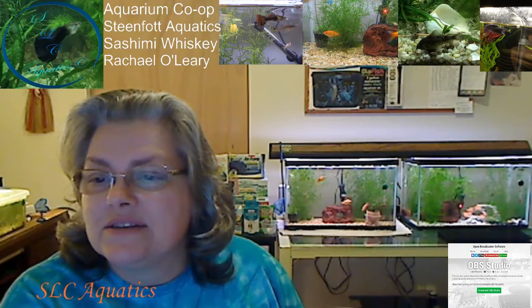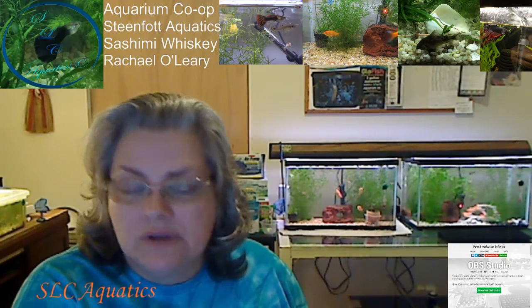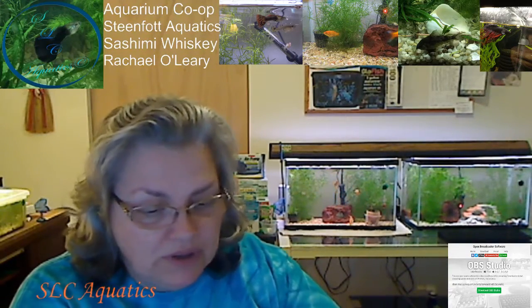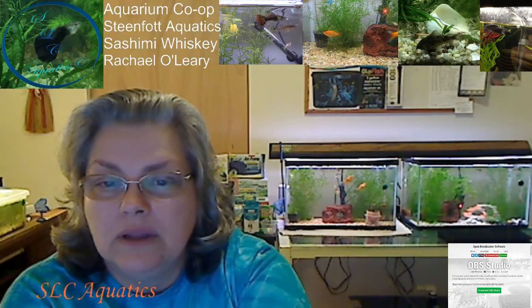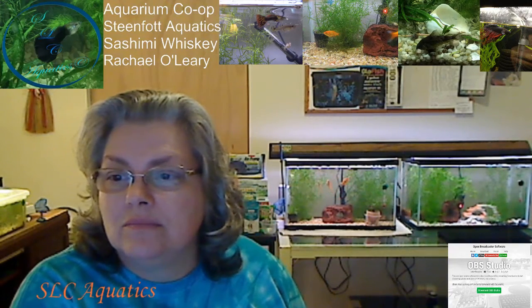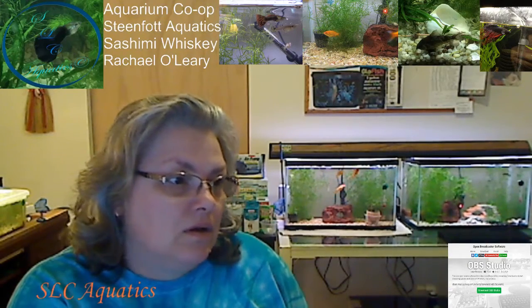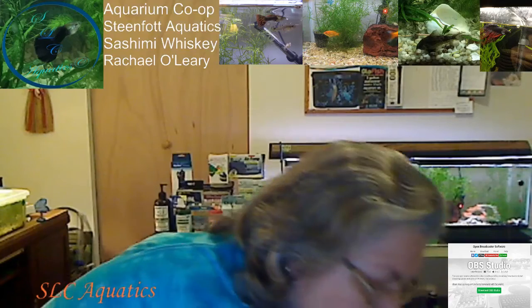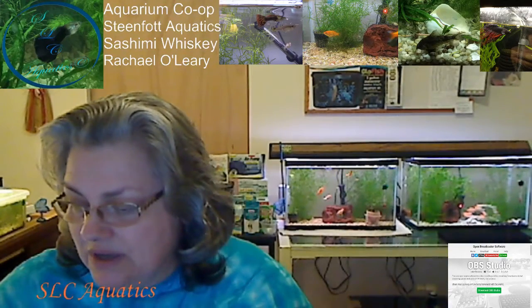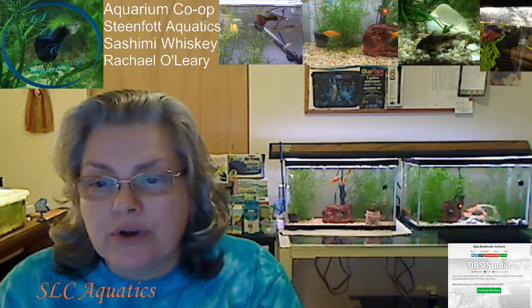Can you have plants in sand? Yes, you can. I've seen people plant anubias. You might need something to weight them down, like plant weights or fishing weights tied around the base of the plant, because sand is too porous.